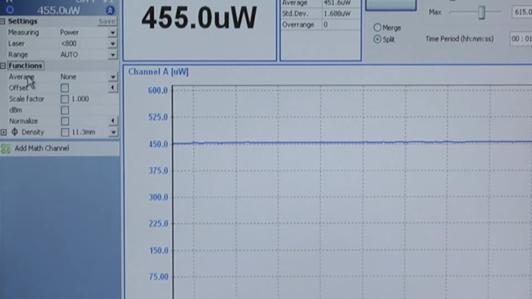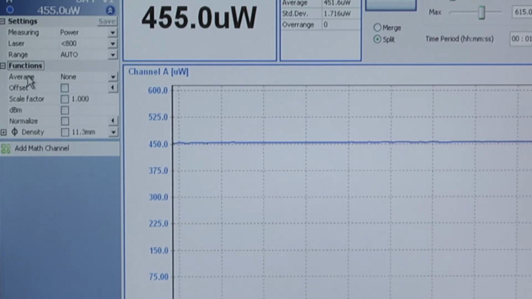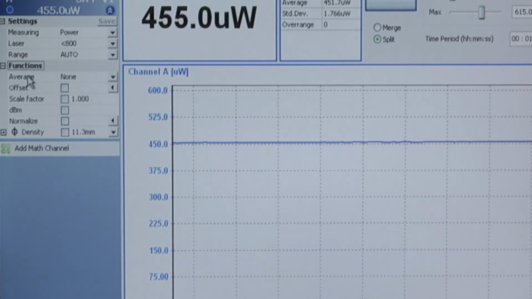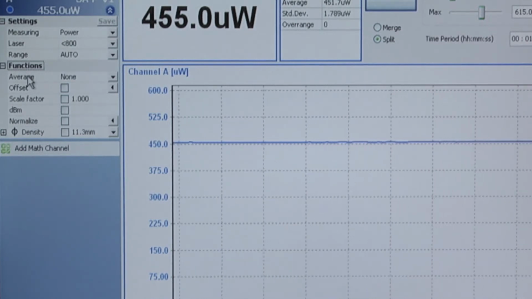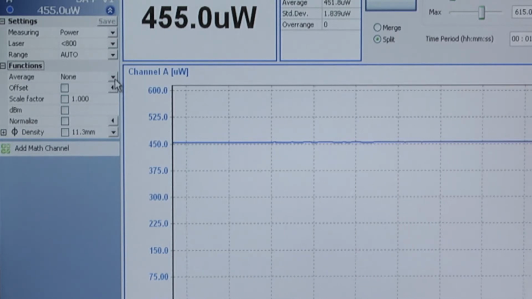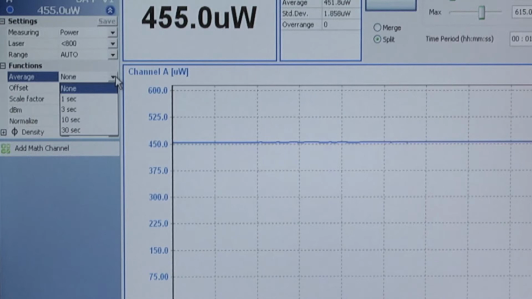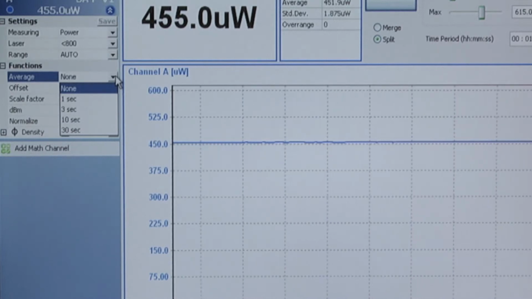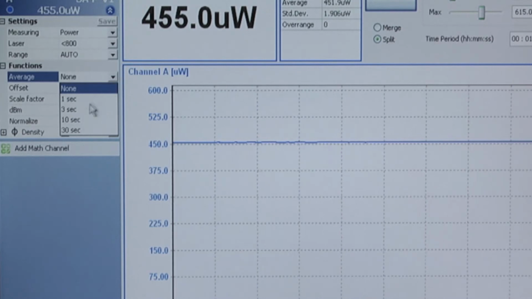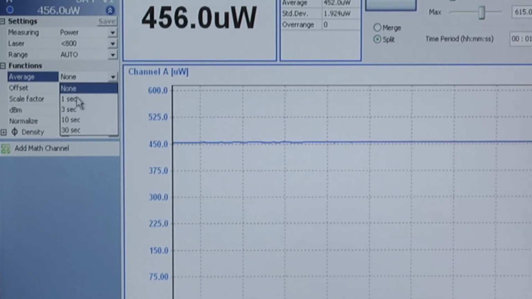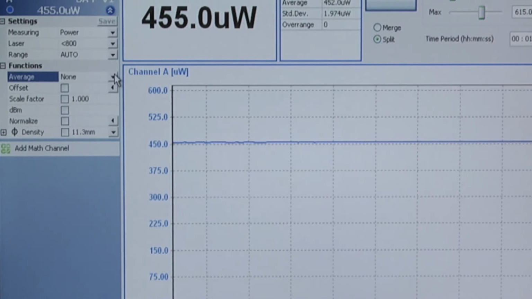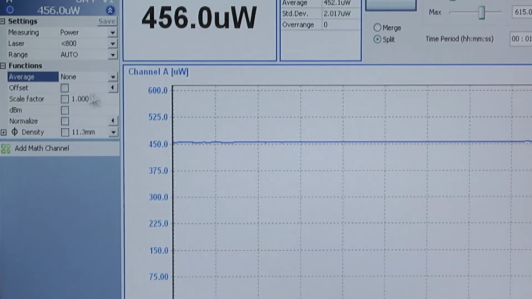Average is used to deal with situations where we have perhaps an unstable laser or otherwise jumpy readings which are difficult to use. By selecting average, we can have the StarLab application show us not the moment-by-moment real-time value, but rather a running average calculated over the particular time that we've selected. And that smooths out any possible jumpiness in the readings.